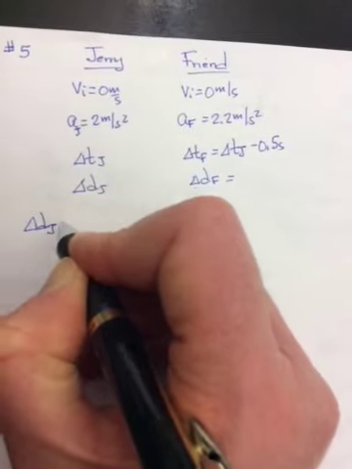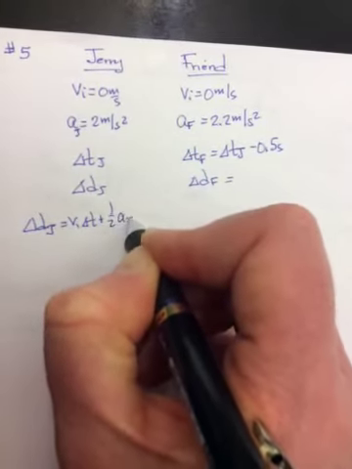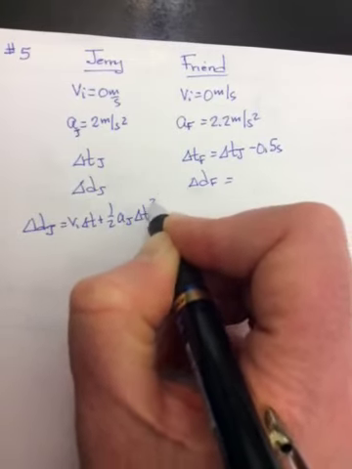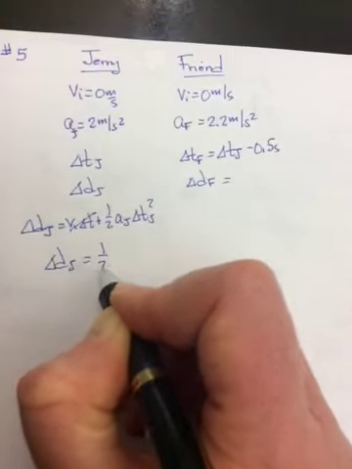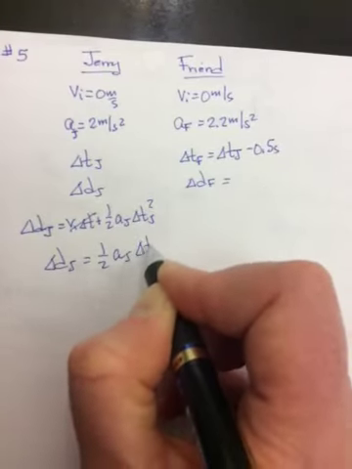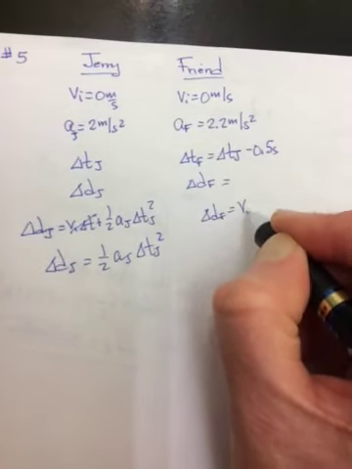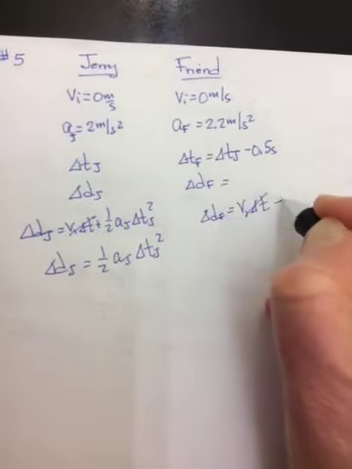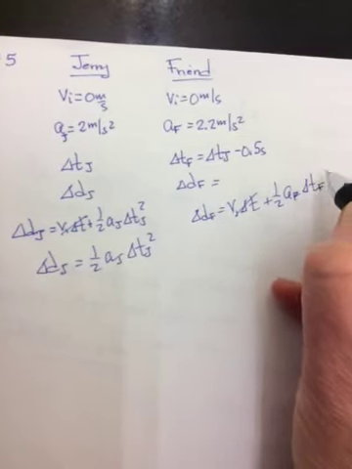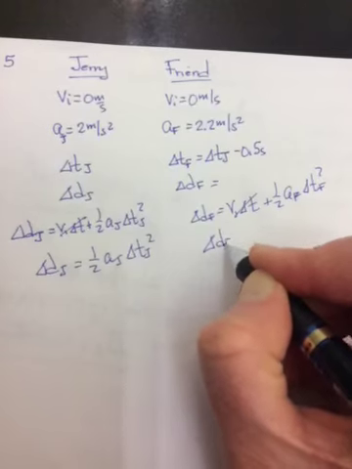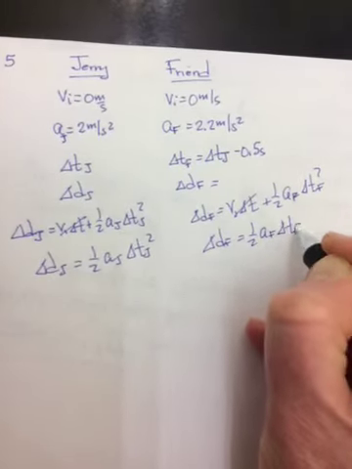So again, 2 unknowns for each of them. So delta D of Jerry is going to be V I delta T plus 1/2 A of Jerry delta T of Jerry squared. This goes to 0. So delta D of Jerry is equal to 1/2 A of Jerry delta T of Jerry squared. For the friend, it's the same equation. The V I goes to 0 again. So delta D of the friend is equal to 1/2 A of the friend delta T of the friend squared.